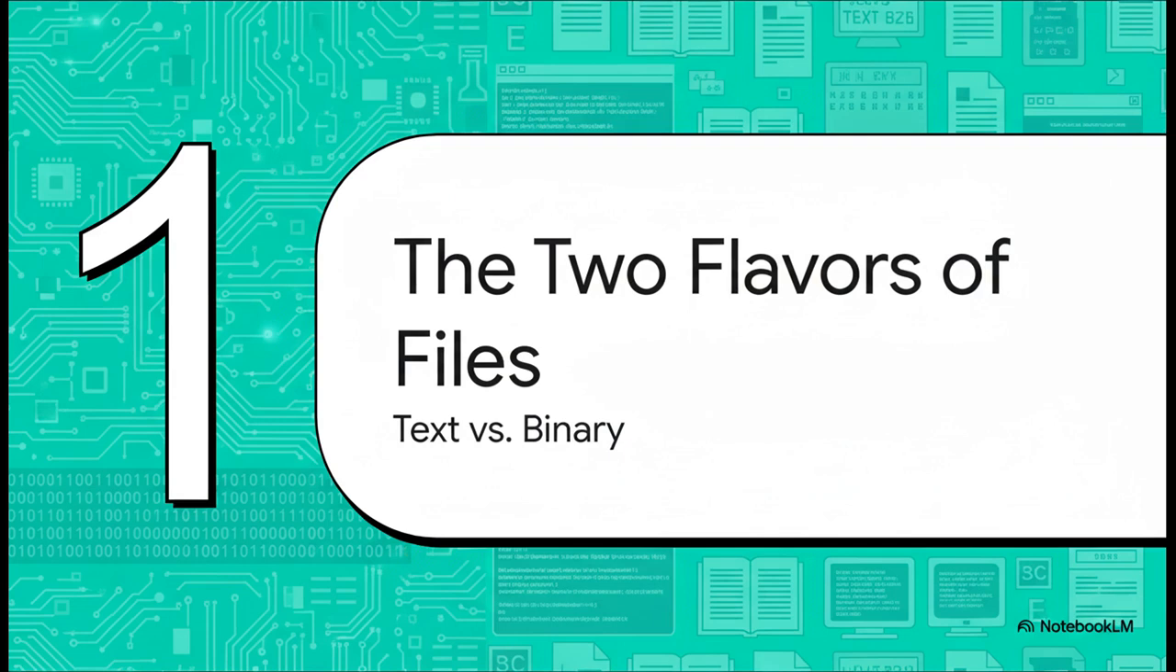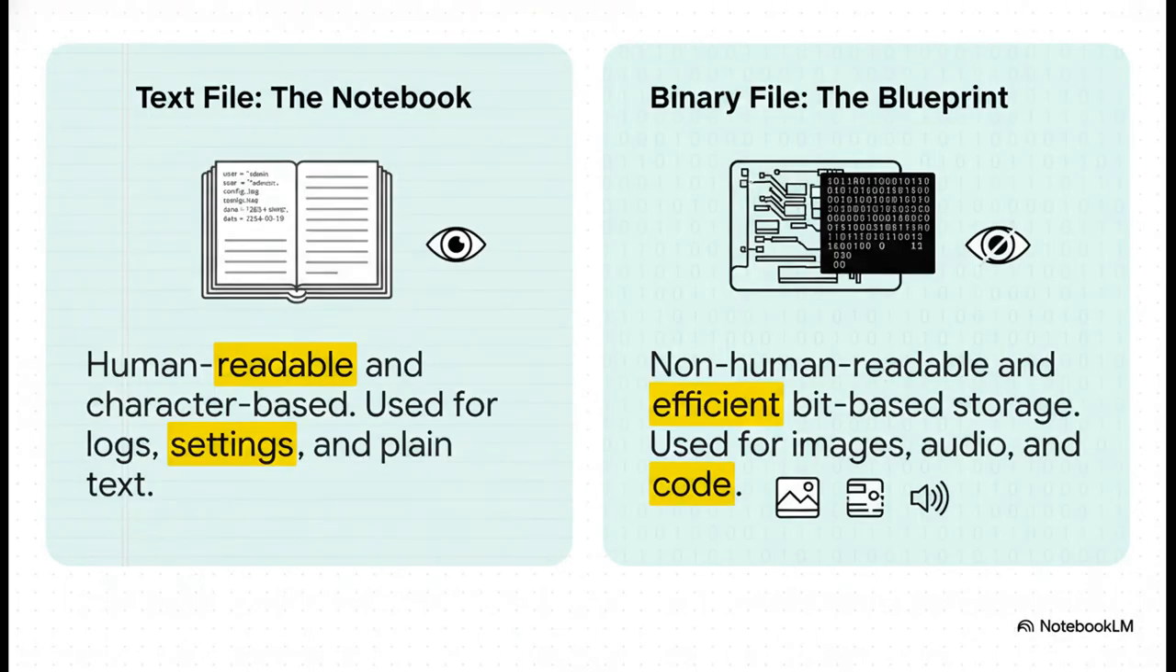Okay, so we're sold. We need files. But it's not quite that simple. Just like picking the right tool for a job, we have to choose the right kind of file. And in the world of C programming, that choice usually boils down to two main flavors: text files and binary files. The best way to think about the difference is with an analogy. A text file? That's like a simple notebook. You can open it up and you can read it yourself. It's perfect for things like configuration settings or log files.